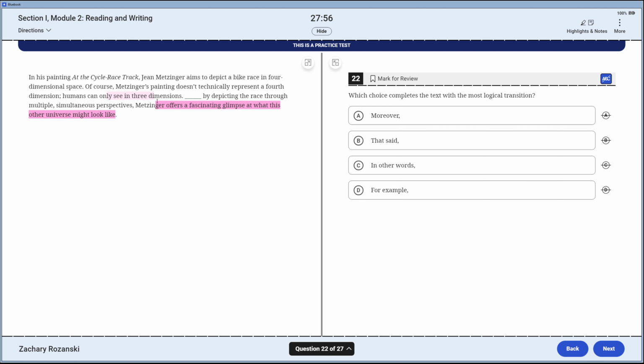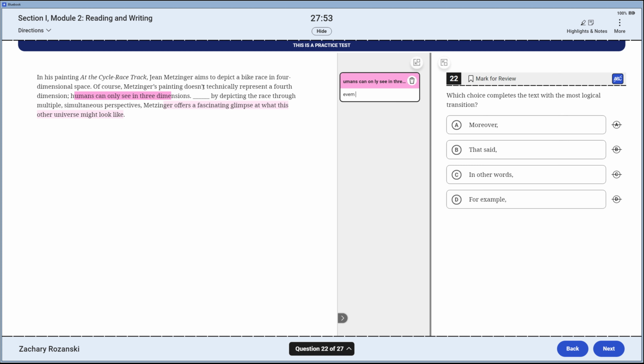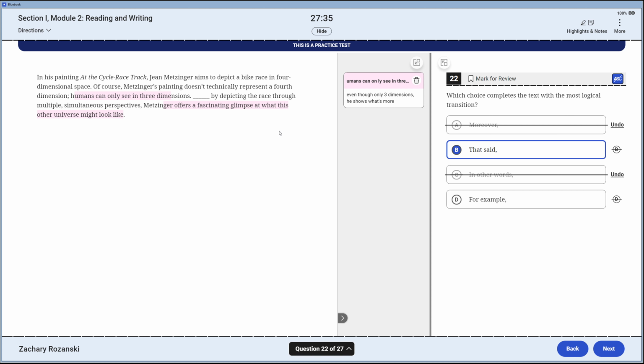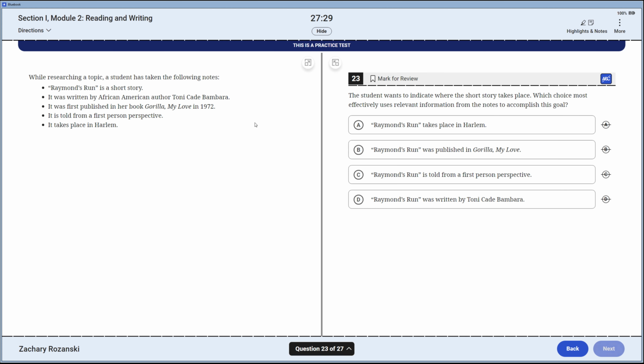I see some sort of contrast right here, even though humans can only see in 3 dimensions. He shows what's more, right? He shows what's more that's existing. And I like that. That said, as an element of contrast, I'm not introducing something different to support an overarching claim. I'm not restating the exact same thing in the same words. I am not giving an example of the sight of only 3 dimensions. It's some sort of contrast.